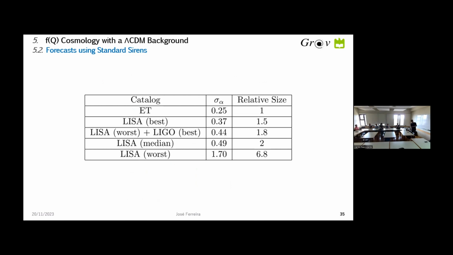So yes, the Einstein telescope is the best case scenario. This is the best, it can provide us with the smallest error bars. The best LISA catalog is about 50% larger. And due to its massive statistical fluctuation, the worst LISA catalog can be almost 7 times worse. We can then improve that significantly by using LIGO, which can actually bring it to the level of a median LISA catalog.